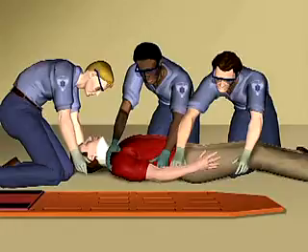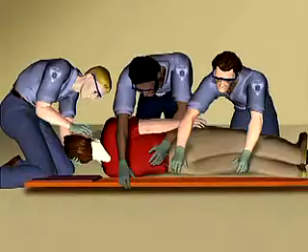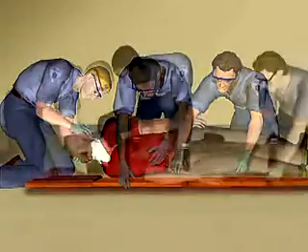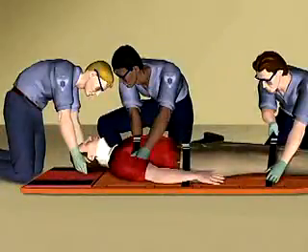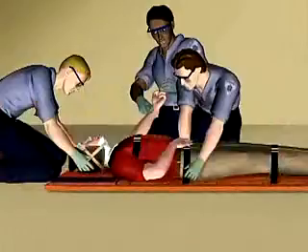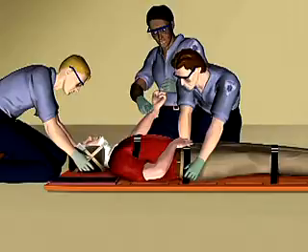The EMT at the head directs the others to roll the patient as a unit. Roll the patient as a unit onto the board. Secure the patient to the board, torso first, then legs above and below the knee. Pad and immobilize the patient's head. Reassess the patient's distal pulse, motor function, and sensation, PMS.